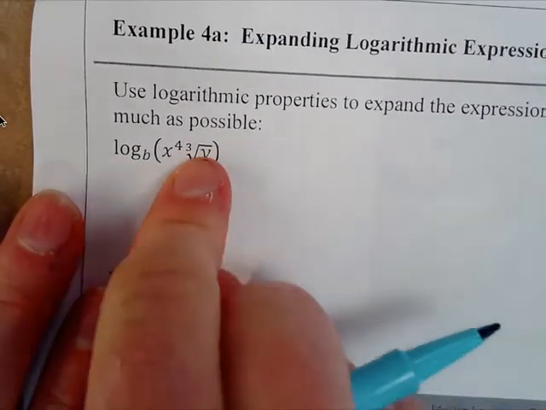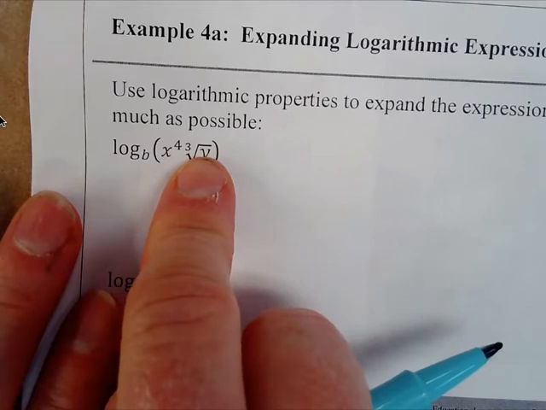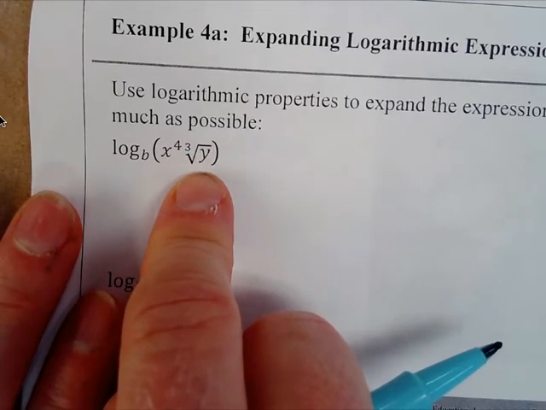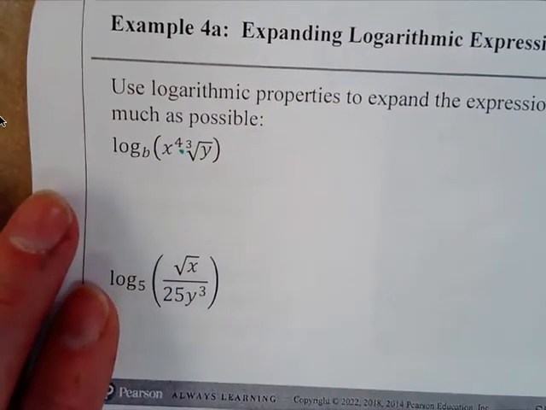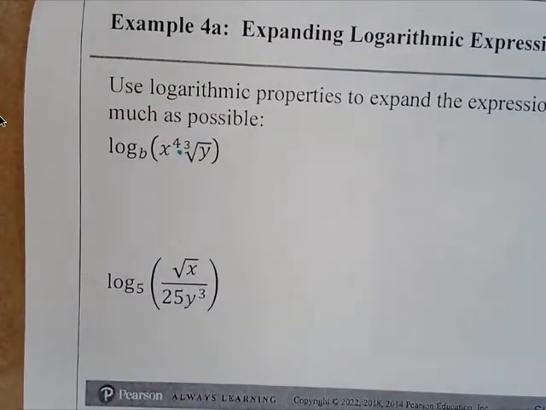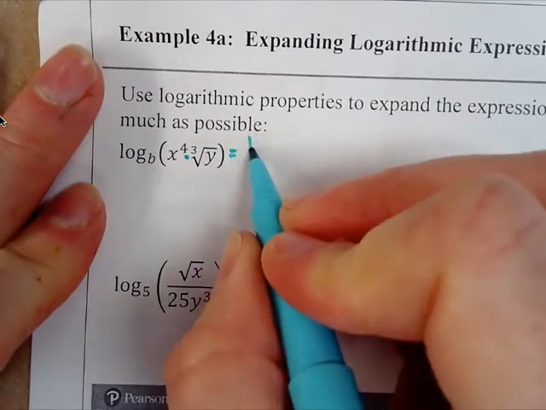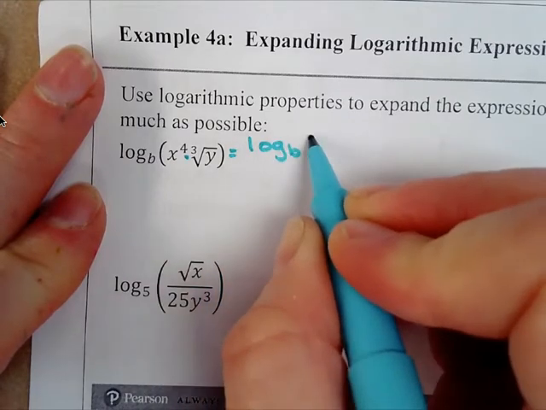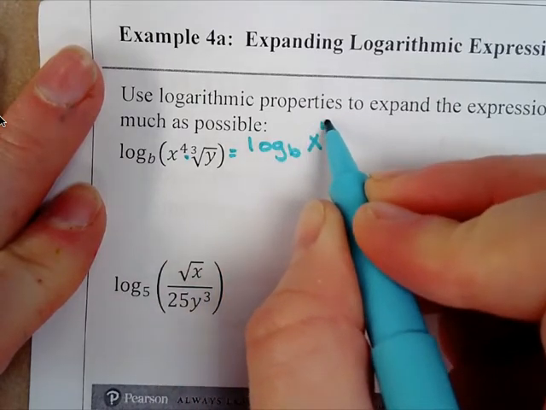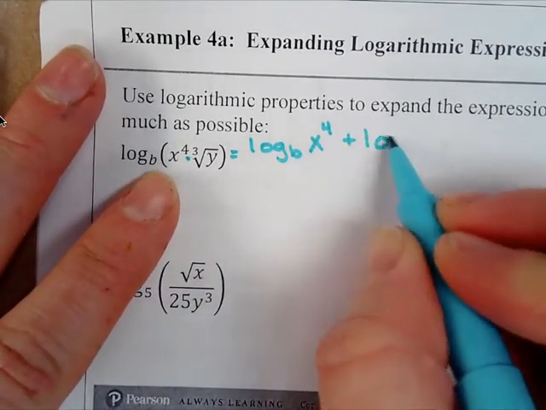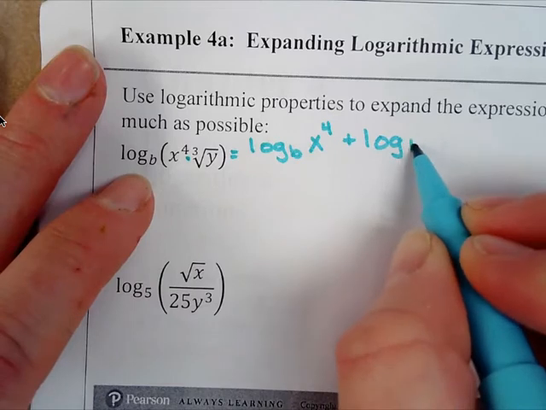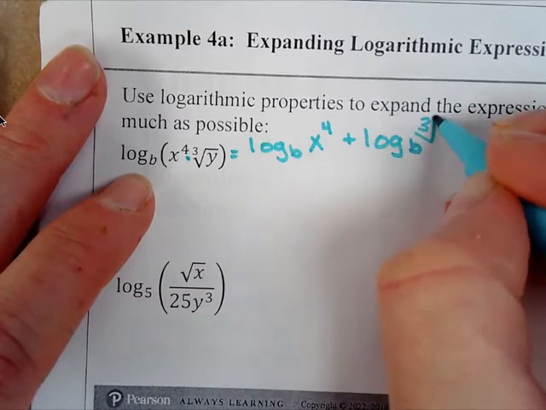All right, I have a cube root of y. I want to get rid of that. But I also have 2 things being multiplied. So could I actually separate those? How do you separate whenever the 2 things are being multiplied? You add them. So it's going to be log base b of x cubed to the 4th plus log base b of cube root of y.